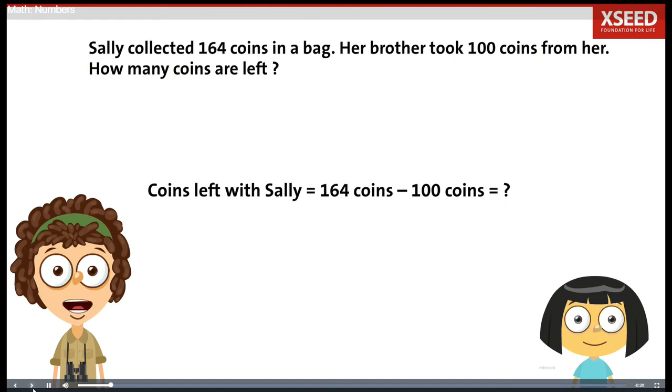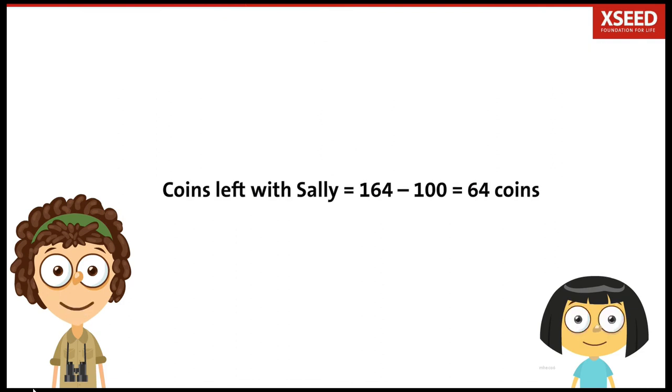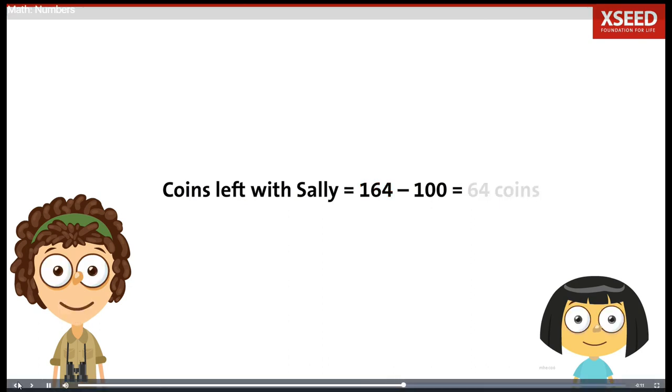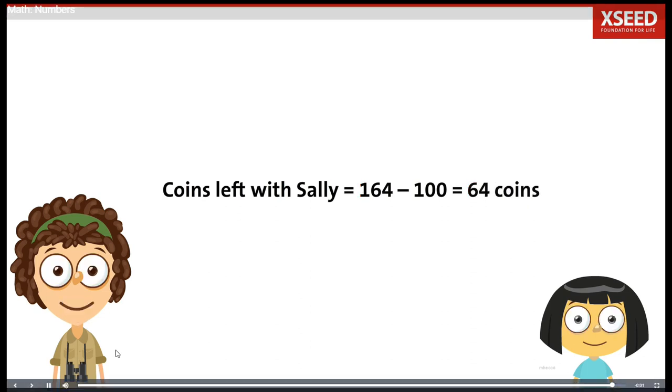Mia, what is your answer? 64 coins. Good. To find the remaining coins, we will subtract 100 from 164. On subtracting 100, the digit at hundreds place becomes 1 less. So, Sally is left with 64 coins.